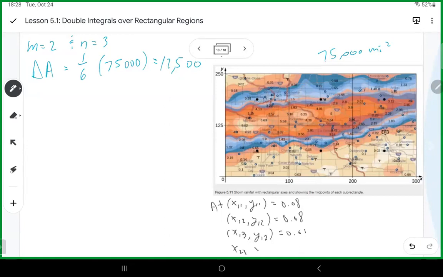x21, y21, the rainfall is 1.70. x22, y22, the rainfall is 1.74. And lastly, x23, y23, the rainfall is 3.